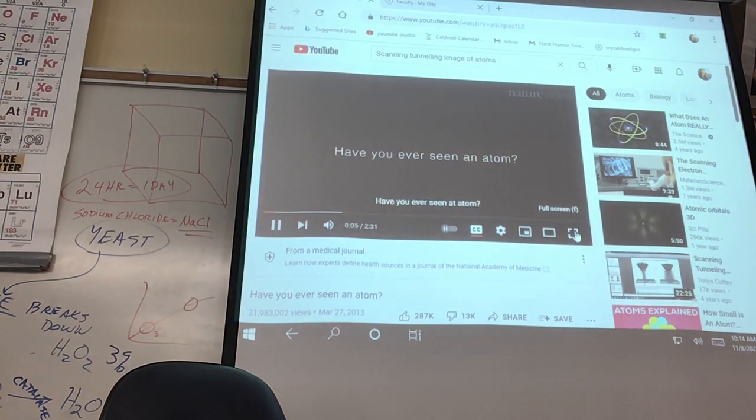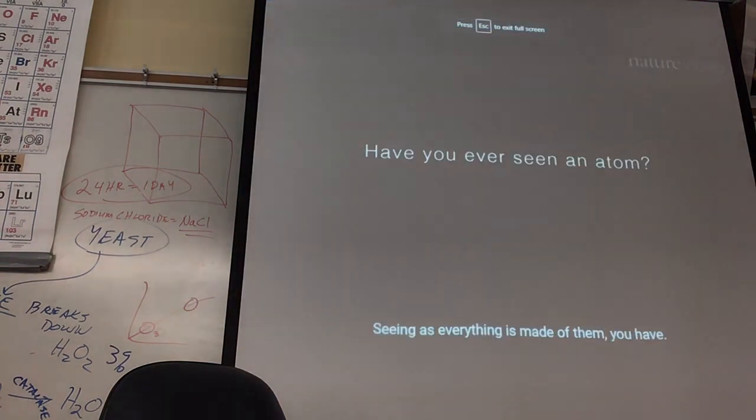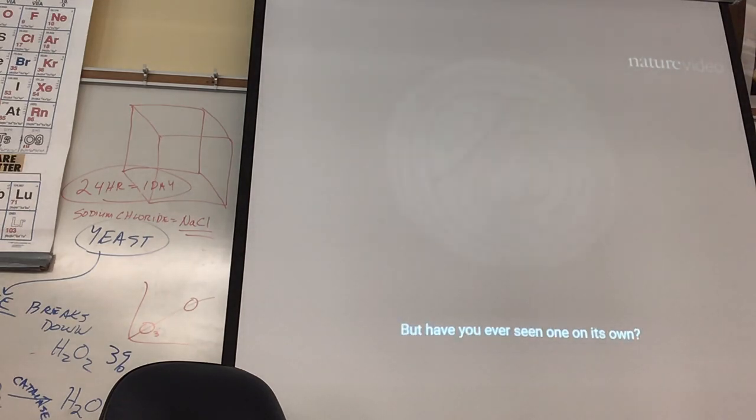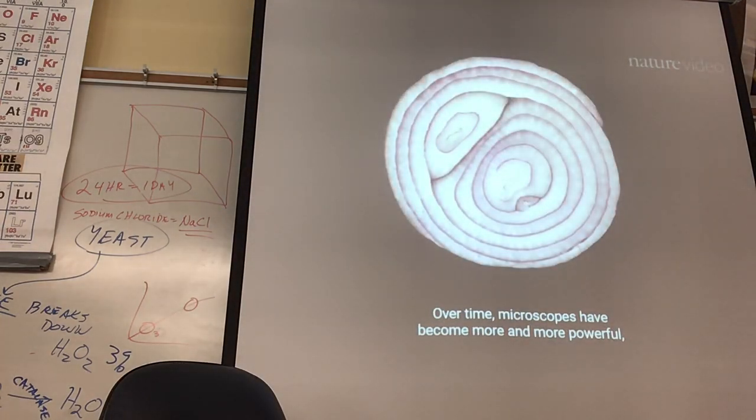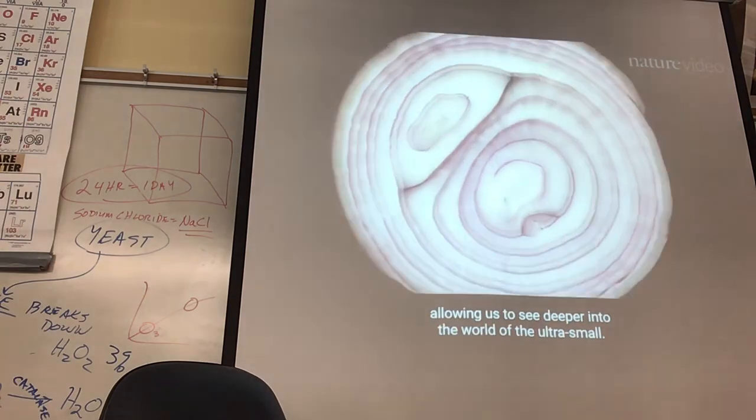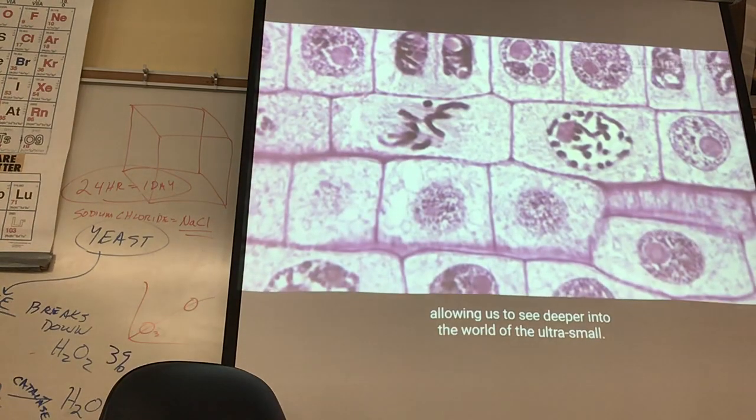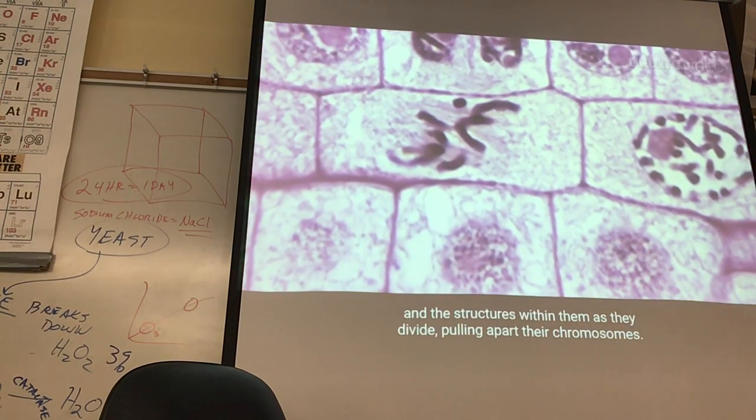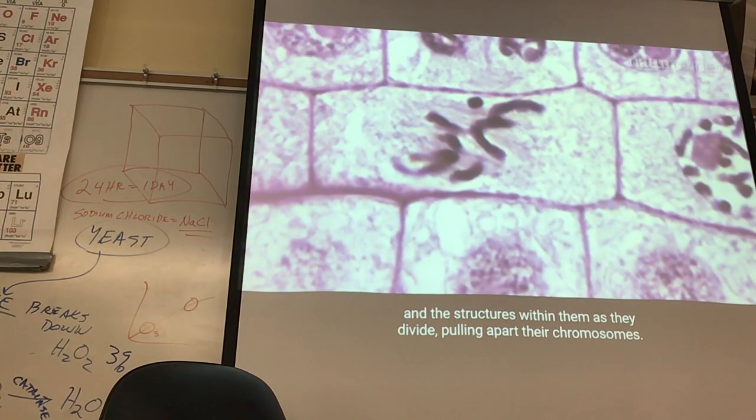Have you ever seen an atom? Yeah. Seeing as everything's made of them, you have. But have you ever seen one on its own? Over time, microscopes have become more and more powerful, allowing us to see deeper into the world of the ultra-small. Traditional light microscopes can be used to see things like these onion cells and the structures within them as they divide, pulling apart their chromosomes.